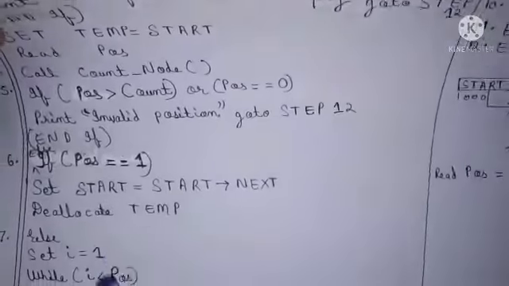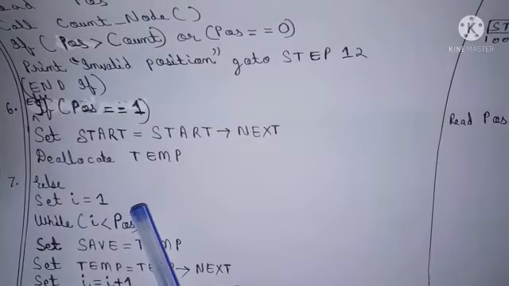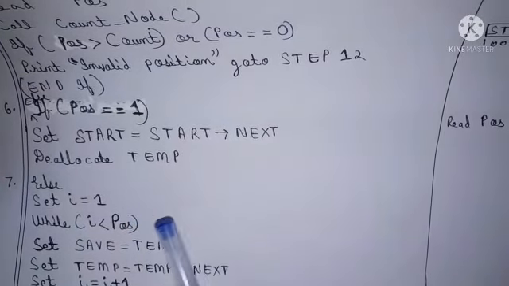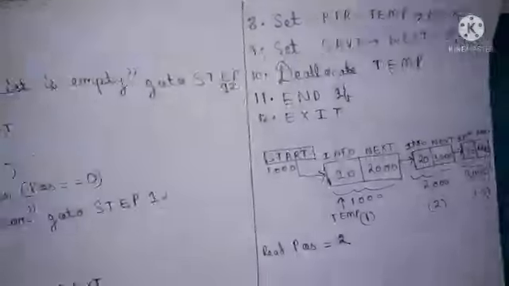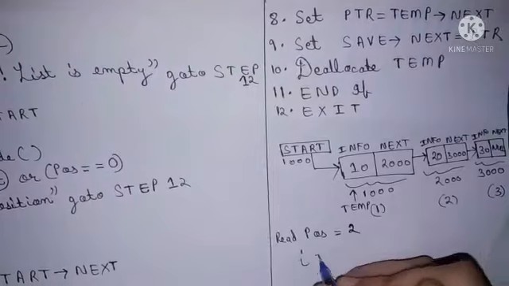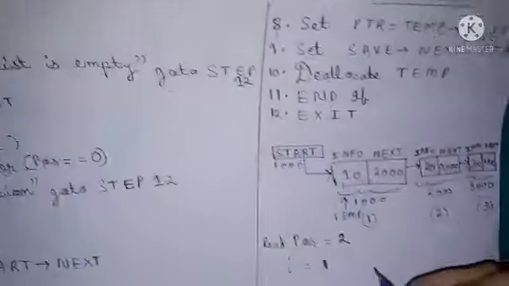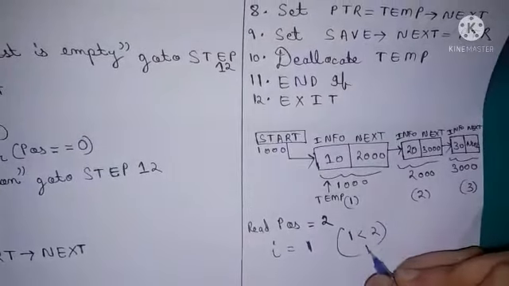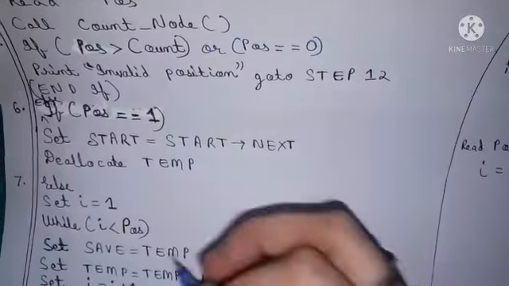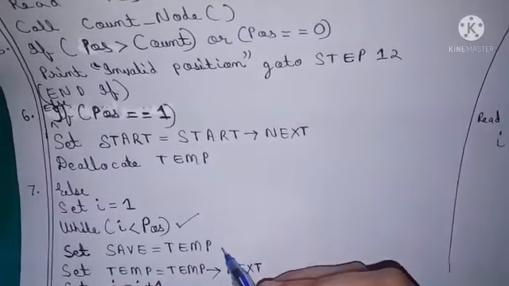Okay, then else. Now this is the main case. Here suppose I want to delete from the second position. I set i is equal to 1. Then the while loop: while i is less than position, that means 1 is less than 2. This condition is true, so it will enter inside the loop.